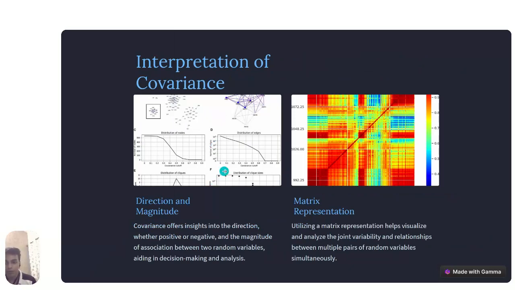Interpretation of covariance, direction and magnitude. Covariance offers insights into direction, whether positive or negative, and the magnitude of association between two random variables, aiding in decision making and analysis. Matrix representation: a matrix representation helps visualize and analyze the joint variability and the relation between multiple pairs of random variables simultaneously.